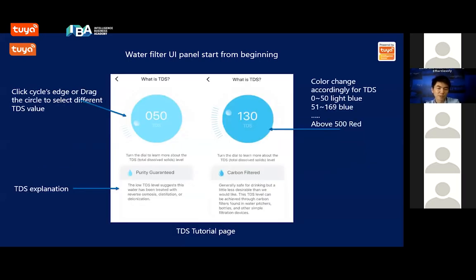The next page is the TDS page. It is the page you enter when you click the TDS value on the last page. So the customer can drag the circle here to different values to see what the TDS standing means. Here is the explanation for the TDS. And also, the customer tells us the color of the circle needs to change according to the TDS, like below 15 is light blue, above 500 is red.